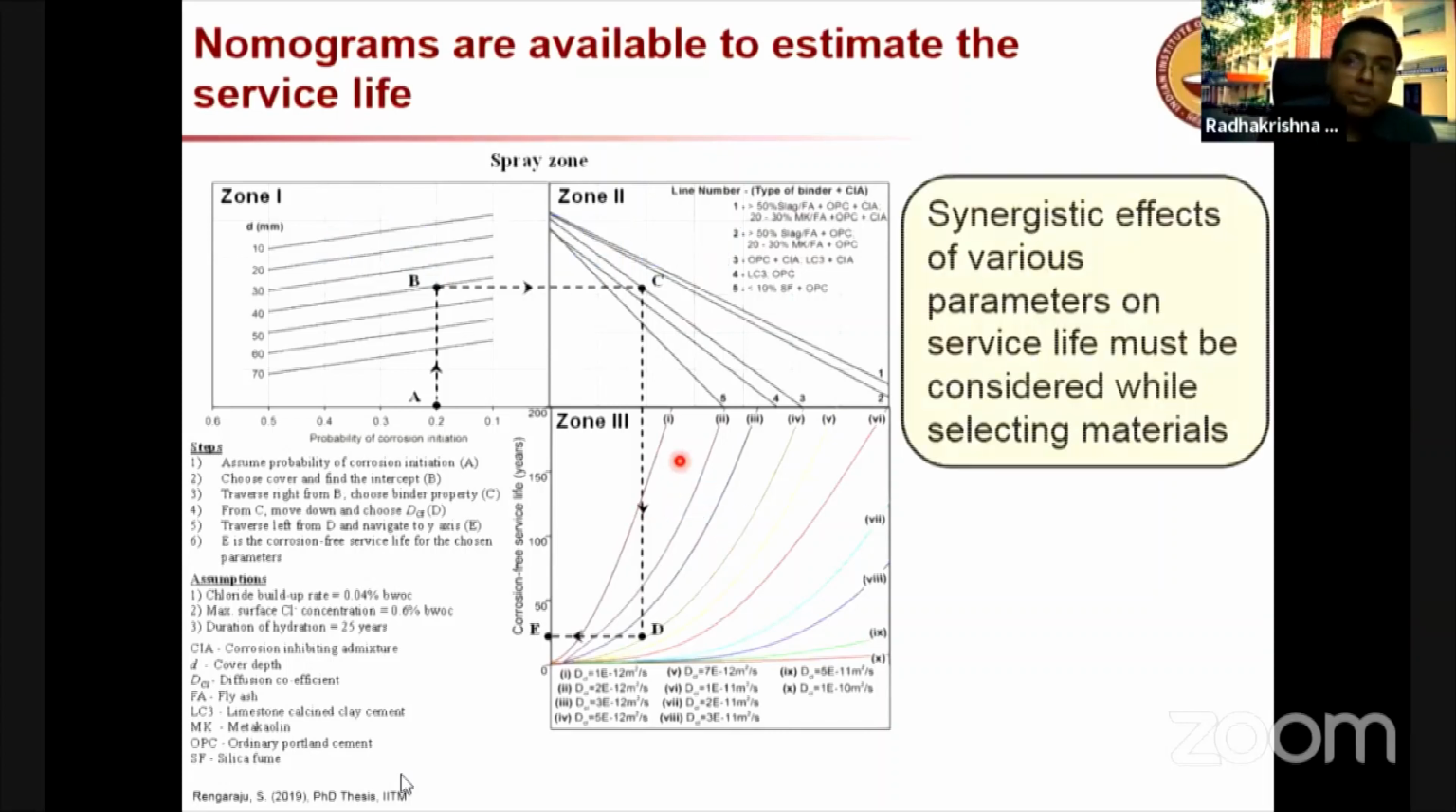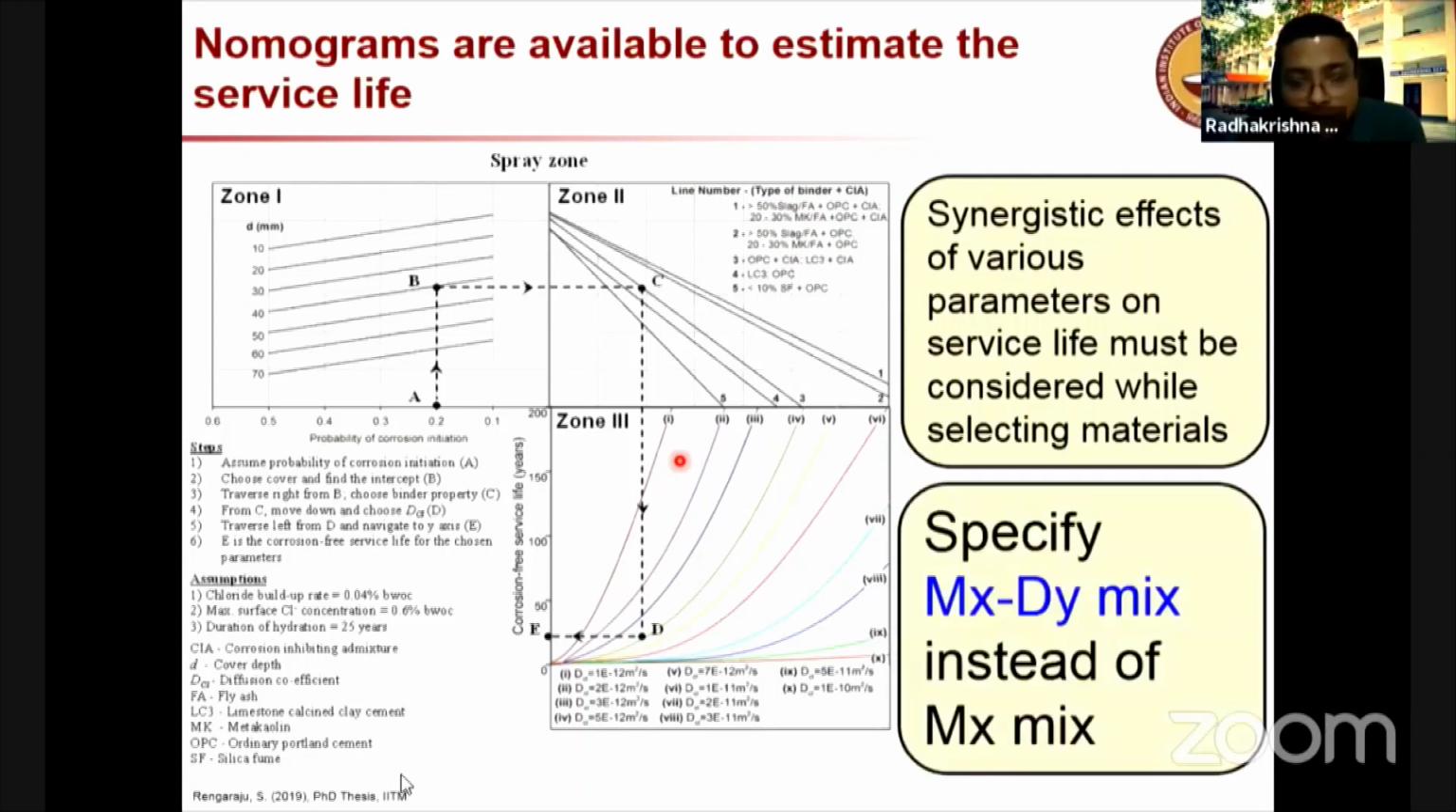Okay, so my point here is, you have to look at the synergistic effect of all the parameters, and then you have to specify an MX-DY mix. That means nowadays we may specify only compressive strength based concretes, but we need to start specifying compressive strength and a durability parameter for the concrete. I think in future we will start seeing this, because durability is definitely governed by the diffusion coefficient of the concrete and also the chloride threshold, as covered. But when you talk about what type of concrete to be used, we have to say that it's not only strength but also durability.